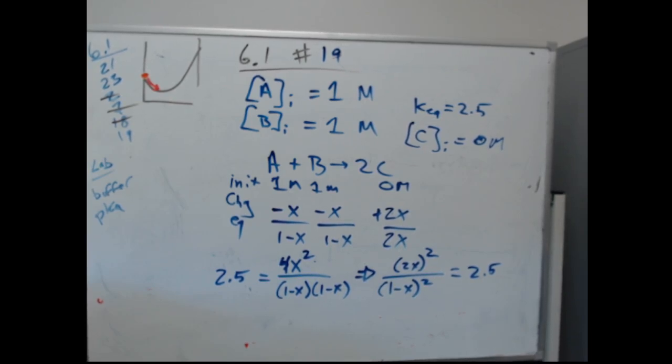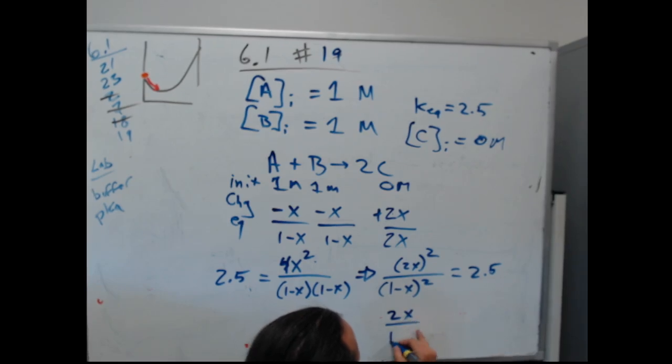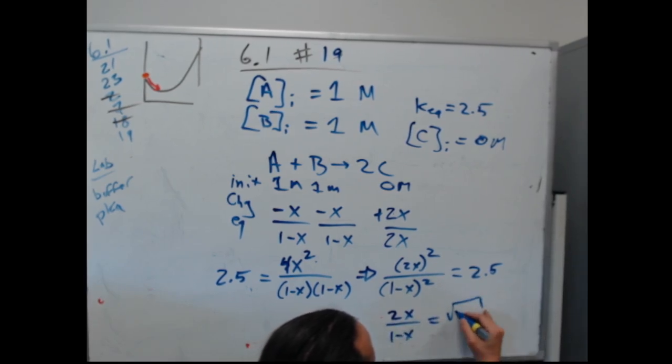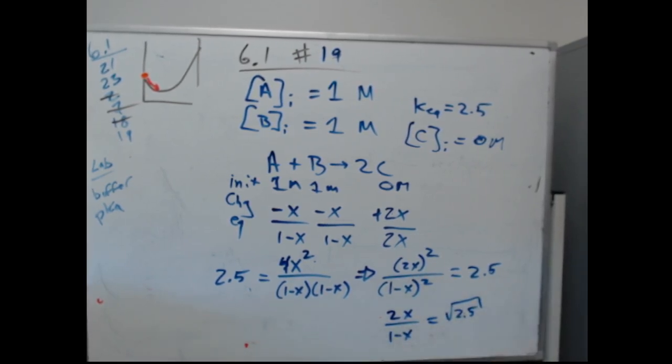We can take the square root. Take the square root of both sides. So I end up with 2x over 1 minus x is equal to the square root of 2.5. Now we can solve. So that one's just a cool little math trick we can do.